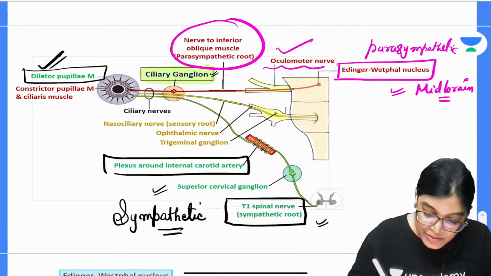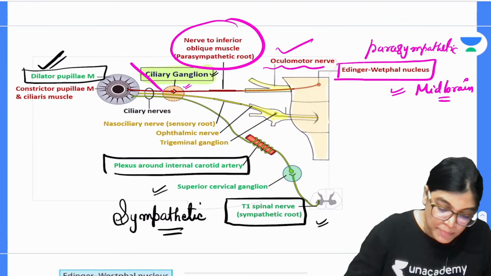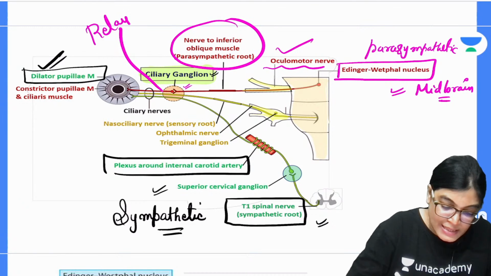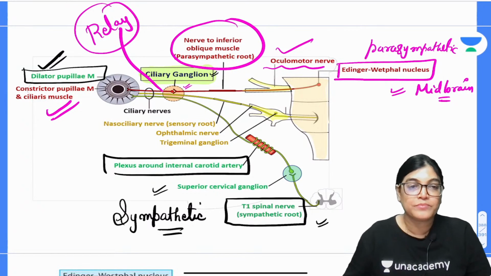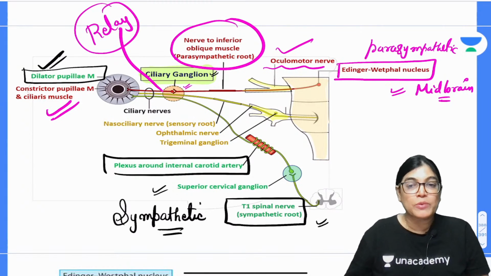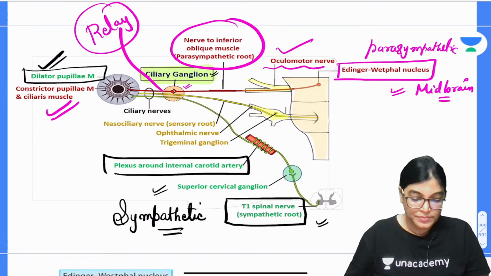you see here, this red color line is relaying. So, the parasympathetic fibers will relay in ciliary ganglion and will supply constrictor pupillae and ciliaris muscle. So, it is supplying constrictor pupillae muscle and ciliaris muscle.